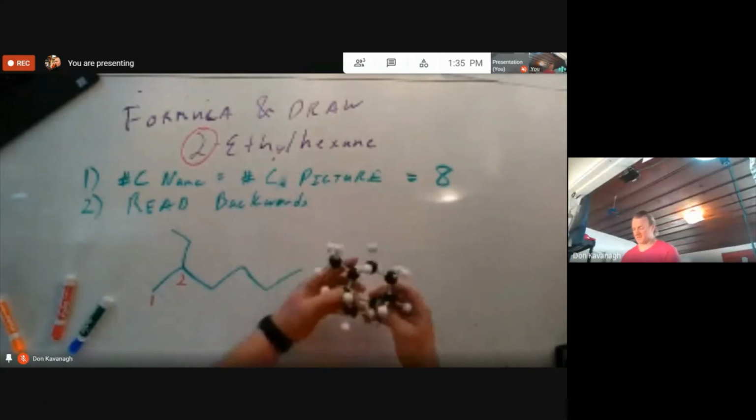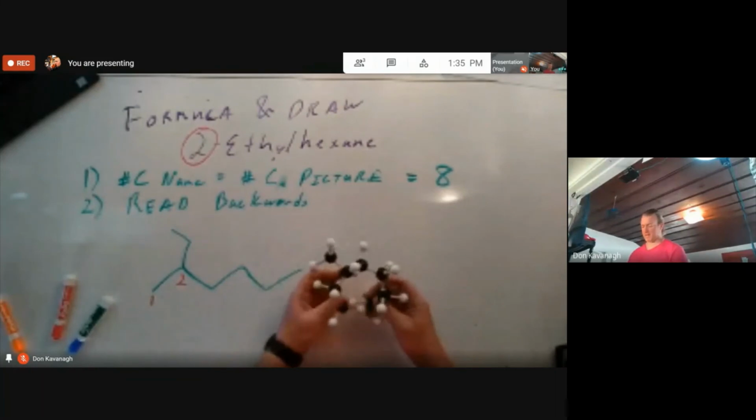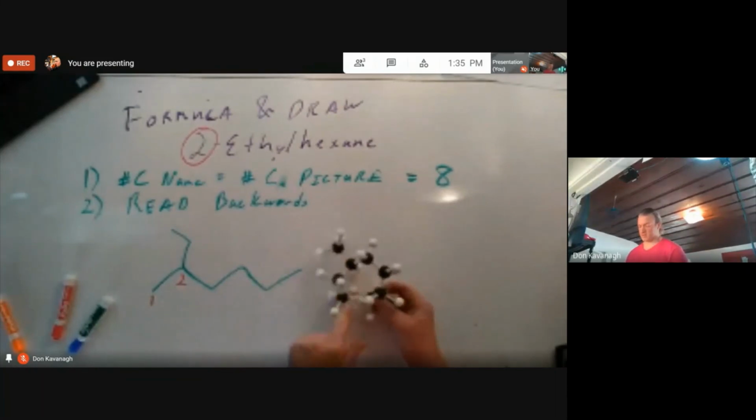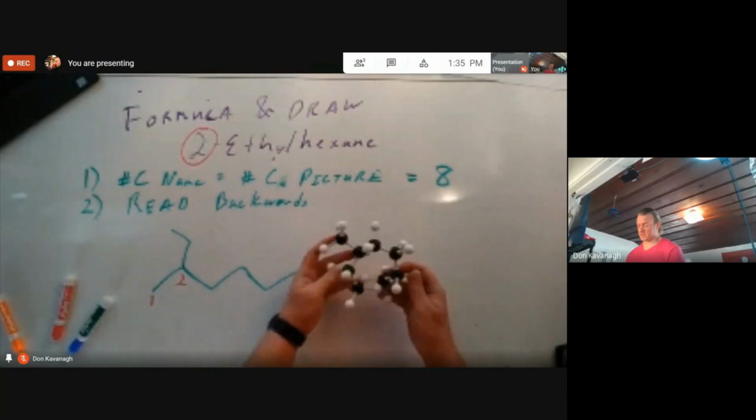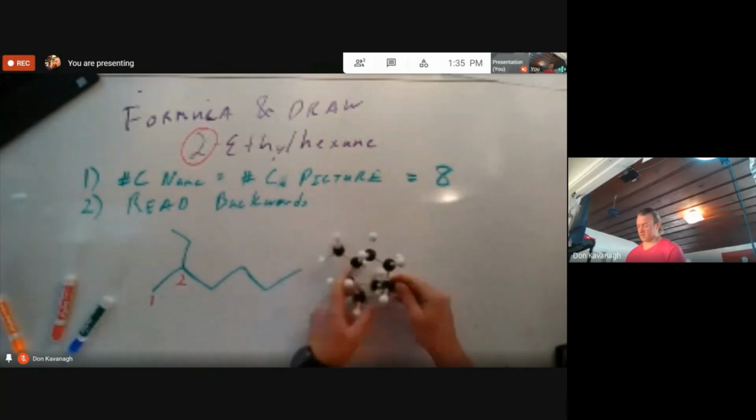Now it almost looks like a cyclohexane. It's not cyclated. These carbons aren't bonded, but it almost looks like a cyclic hexane, cyclohexane, with a methyl coming off of it.